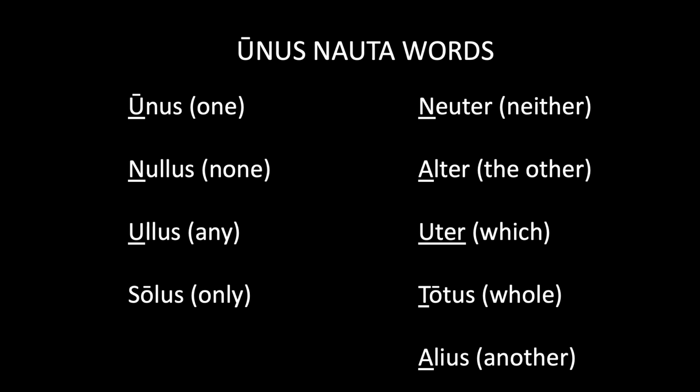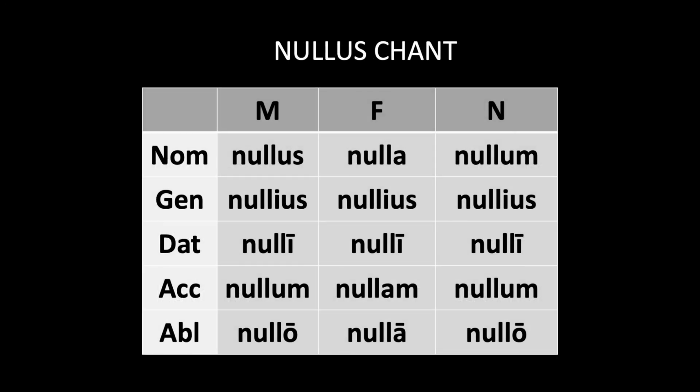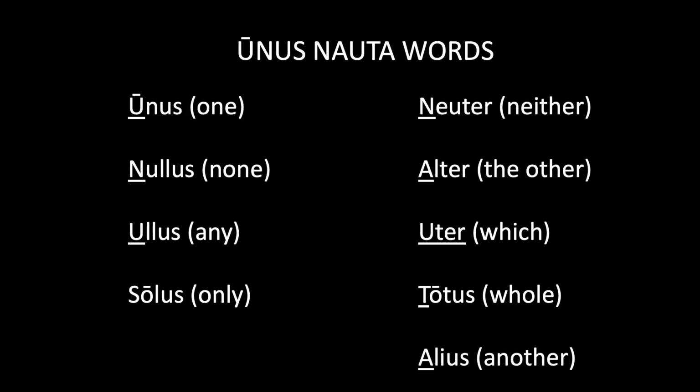Now all 9 of these words are going to follow the same chant pattern as unus. So if you know the unus chant pattern, you should be able to figure out all the forms for each of these words. Let's take a look at the forms of nullus as an example. Here they are, and you can see that you have the same pattern. The us, a, um in the nominative, the um, am, um in the accusative, the o, a, o in the ablative, and then the same forms all the way across in the genitive and dative. Nullius, nullius, nullius, nulli, nulli, nulli. So it's the same exact pattern. That's going to be true for all 9 of these words.